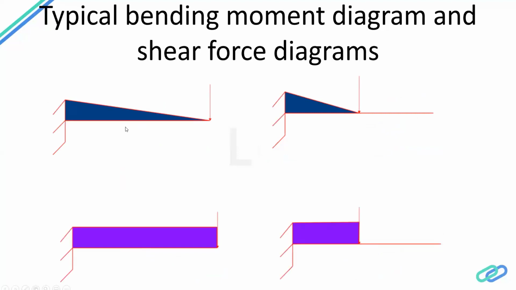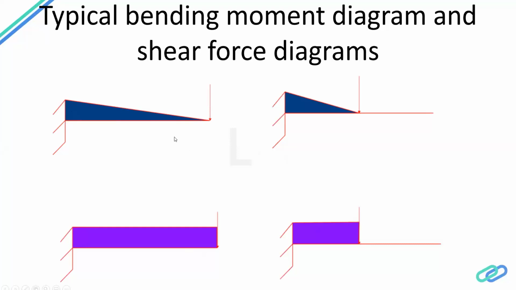Now the second would be a cantilever beam. If you have a cantilever beam subject to just one single point load at the free end, your bending moment diagram would be a linearly varying diagram, continuously increasing. From zero it increases all the way to the maximum value near the support, but the shear force is constant along the entire length of the cantilever.